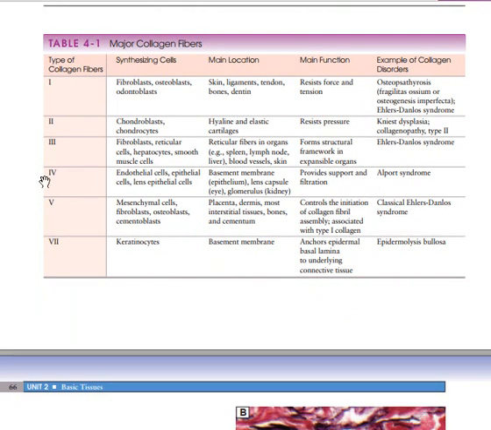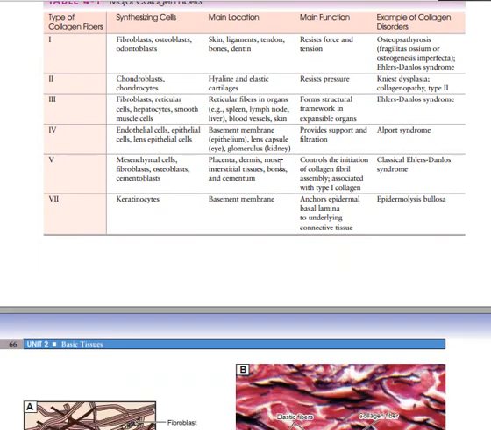The next one, type 4, is Alport syndrome. Alport syndrome is usually characterized by hematuria and abnormality of the ear. You need to know why, because type 4 collagen is located in the basement membrane, inside the lens capsule, and inside the glomerulus. So this patient with Alport syndrome has hematuria because the glomerulus has a problem, and an ear disorder because the epithelium of the ear has a problem. Is it clear?